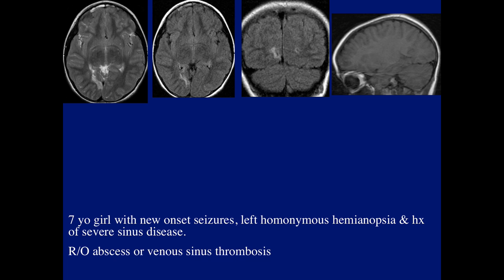Here's an interesting case. This was a 7-year-old girl with new onset seizures, left hemianopsia, and history of severe sinus disease. The clinicians were worried about the possibility of an abscess or venous sinus thrombosis. So she underwent a series of MRI investigations.